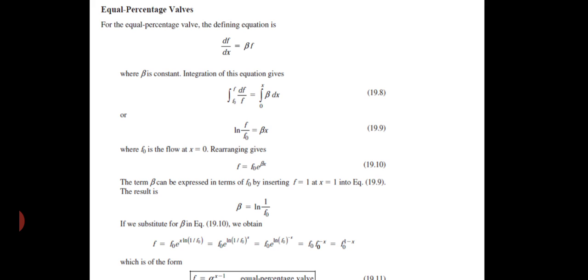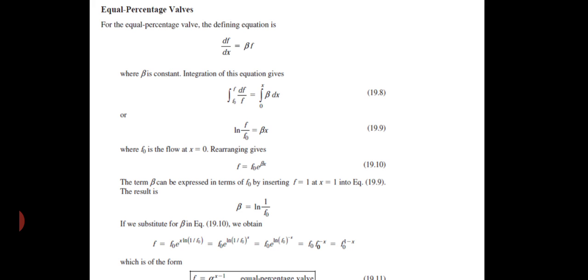The equation becomes dF by F equals beta into dx. Now we just integrate this equation from initial F naught to final F, and the displacement from 0 to x. Based on this, we have taken x equal to 0, the value of F is F naught. Taking the natural log, ln(F upon F naught) equals beta x. Now we convert into the exponential term, so F becomes F naught e to the power beta x.